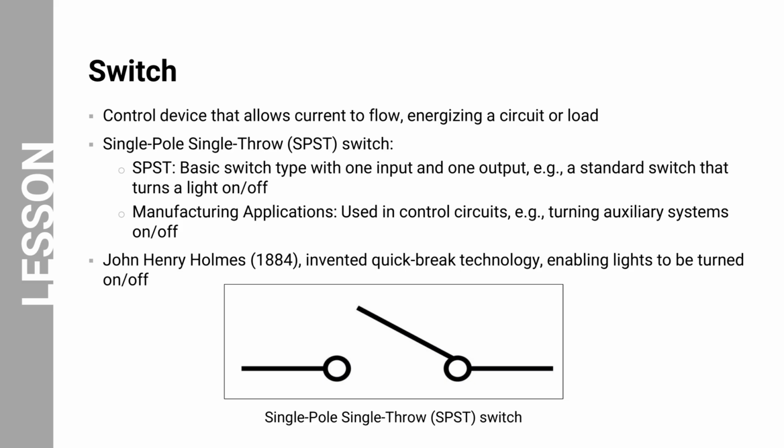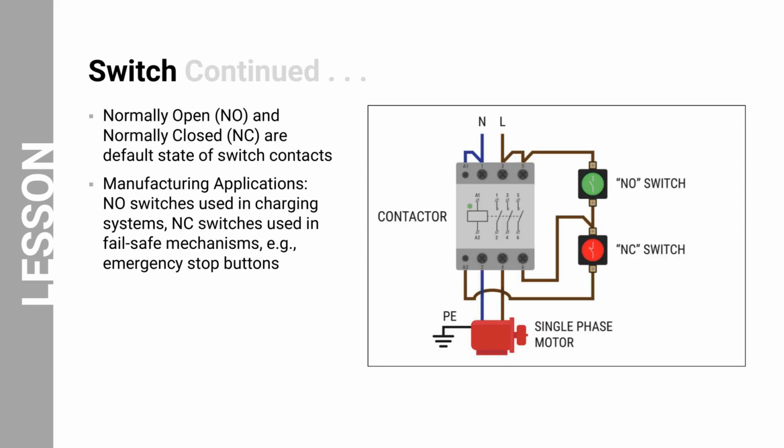In 1884, John Henry Holmes invented the quick break technology, enabling lights to be turned on and off efficiently. The quick break technology introduced the concepts of normally open and normally closed, which are now standard terminology in the industry. In BEV manufacturing, normally open and normally closed switches are integral to safety and operational controls.